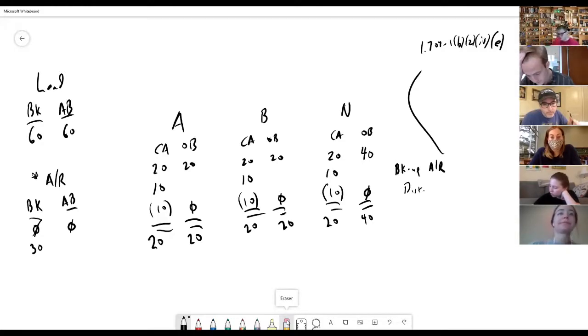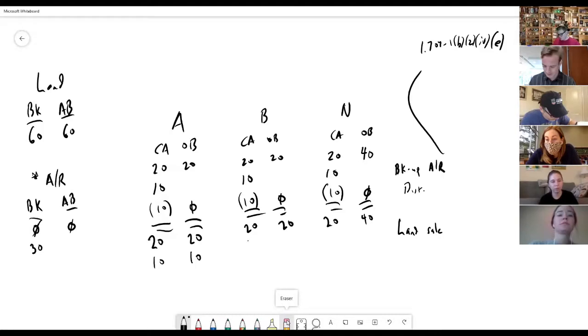Same thing if the land were sold. Let's just run this through. If the land were sold for fair market value, there would be 10 of gain allocated to each partner. And that's also phantom gain for N.